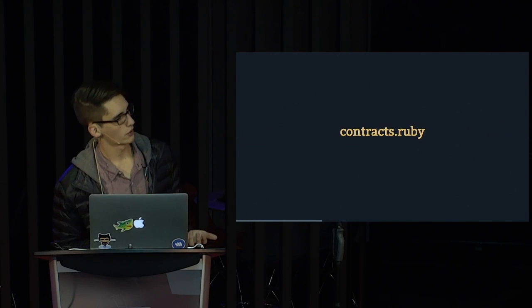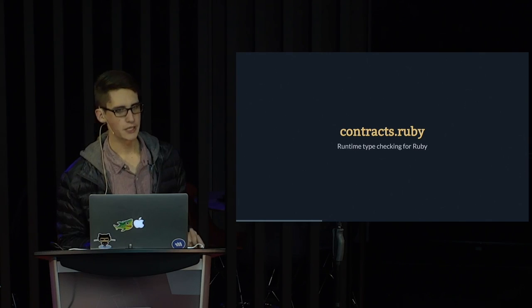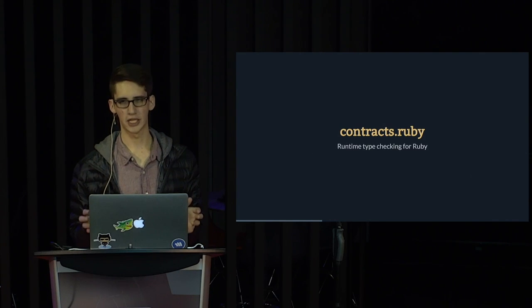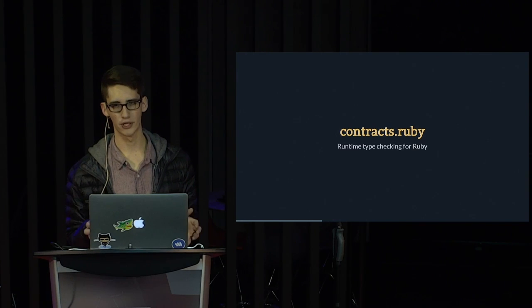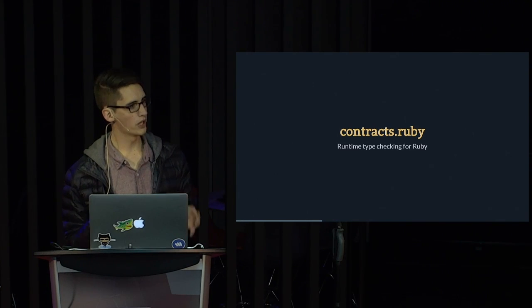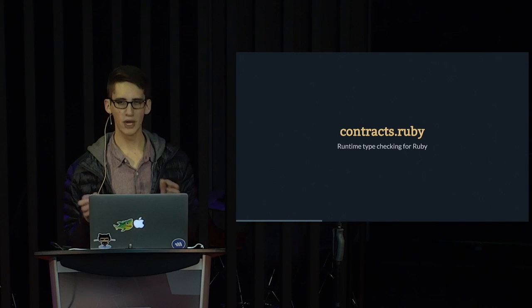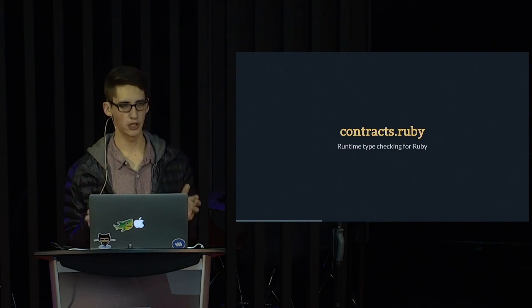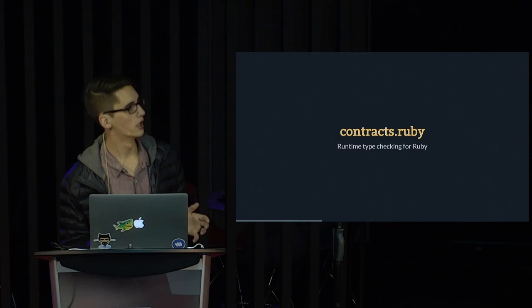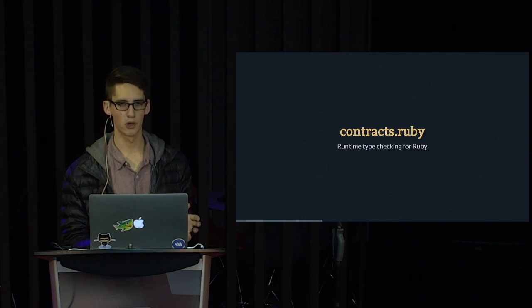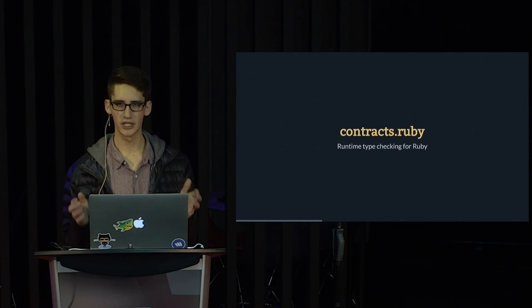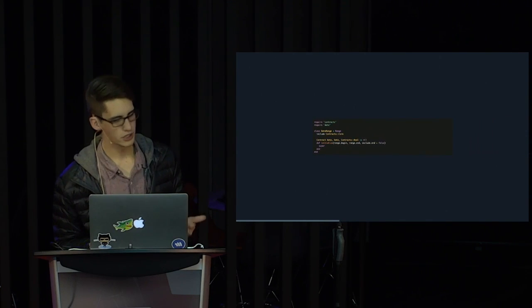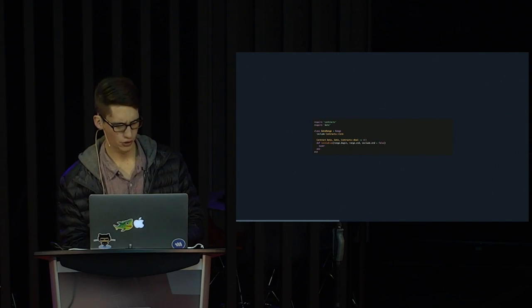Let's talk about contracts.ruby. It's basically runtime type checking in Ruby. What this means is that you can add type annotations to your methods, and when the code runs, if you have the wrong type, you get a nice error. You get a genuinely nice error that actually tells you why something was wrong. You won't get a nil error or an error that says something doesn't have this method. So here's an example of some code.